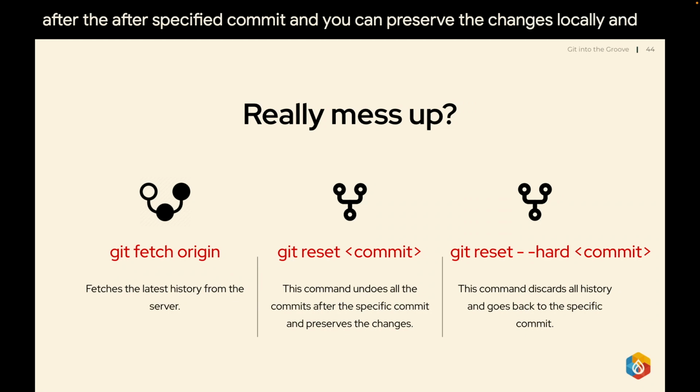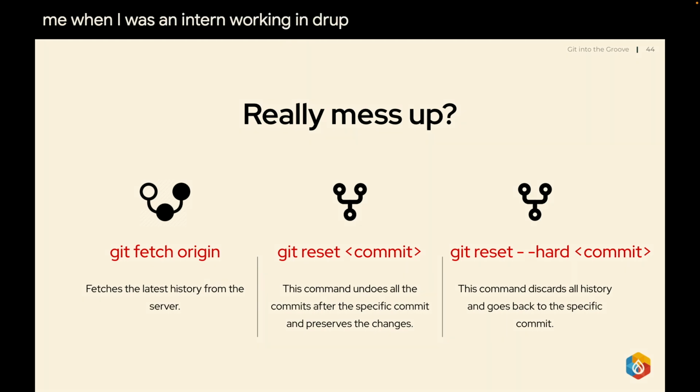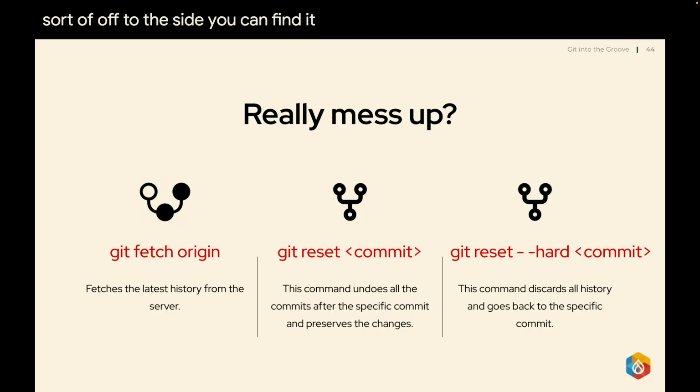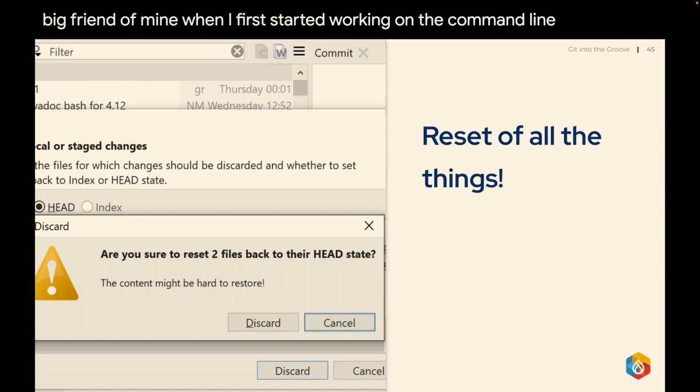And me, when I was an intern working in Drupal, sometimes I'm like, I can't do any of it. And I would do git reset --hard, which kind of takes you back to where you first started locally. It discards all the history, goes back to that specified commit. Doesn't entirely delete it, but they're orphaned. So they're just sort of off to the side. You can find it if you want. But yeah, git reset --hard was a big friend of mine when I first started working on the command line.